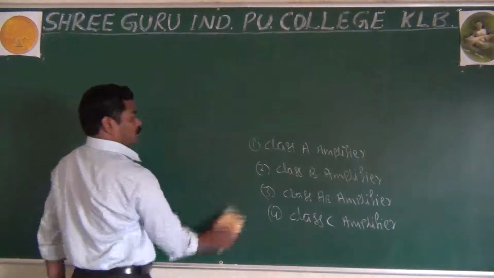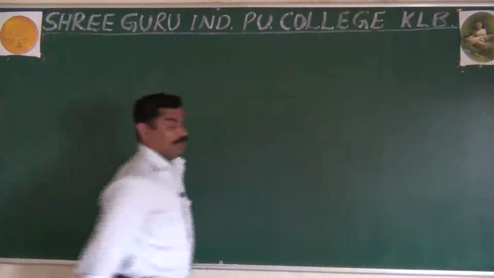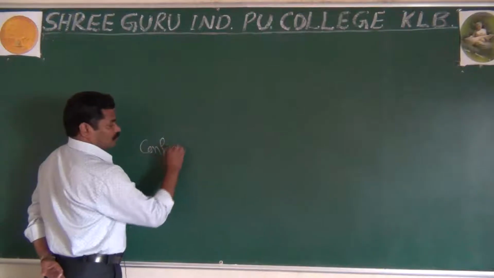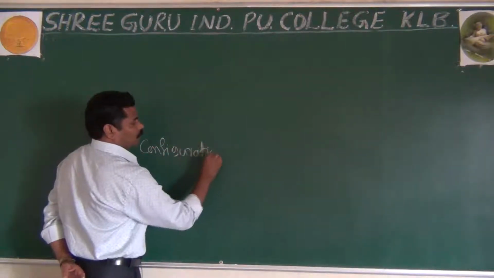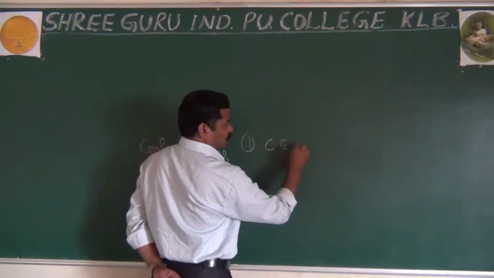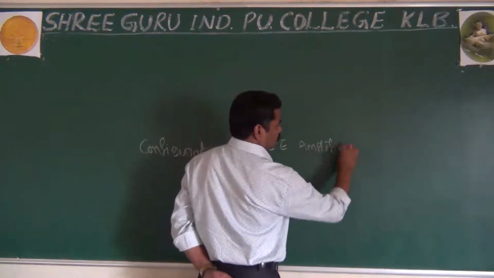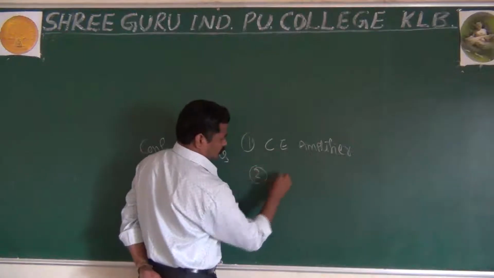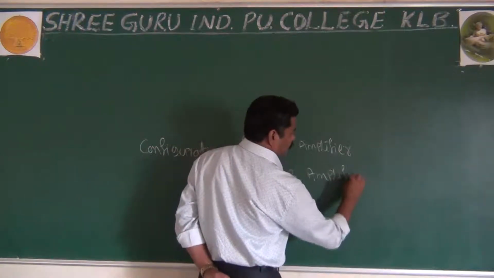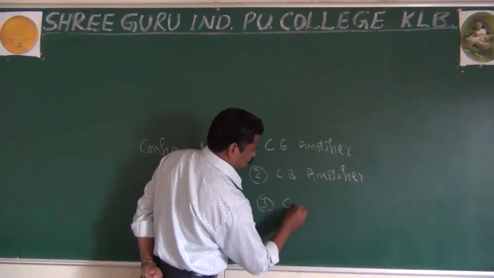And now we go for the most important thing, as we know already. That is depending upon the configuration. Depending on the configurations, it may be the CE amplifier, or it may be the CB amplifier, or it may be the CC amplifier.